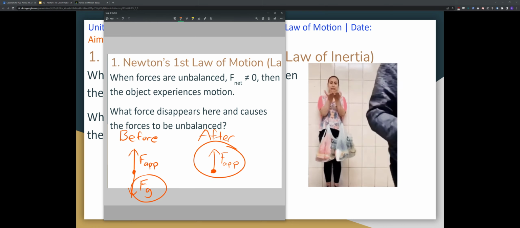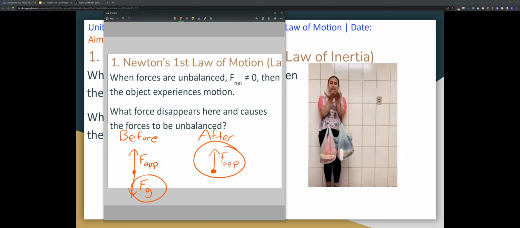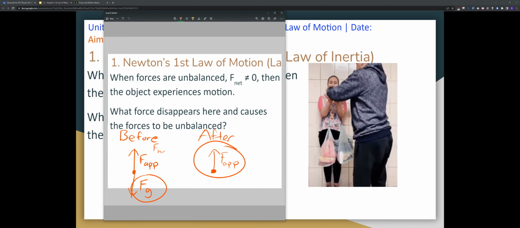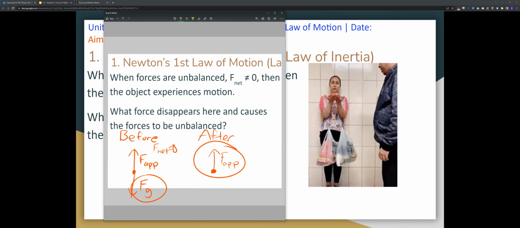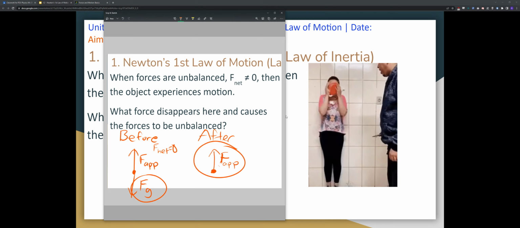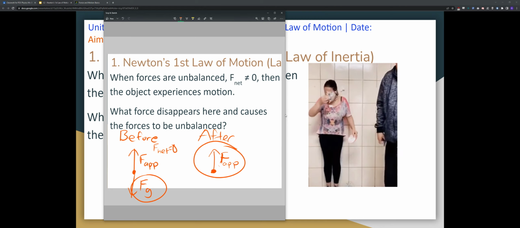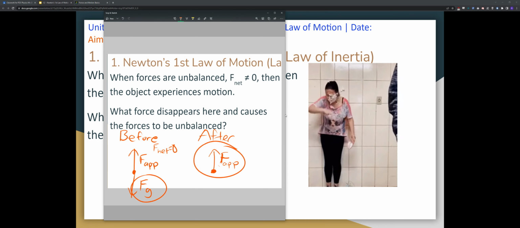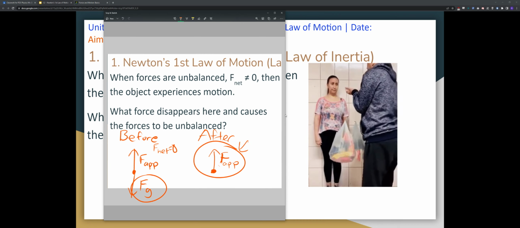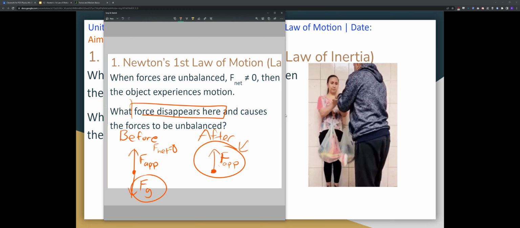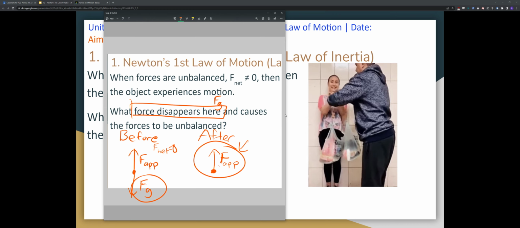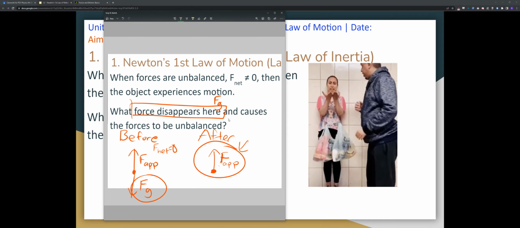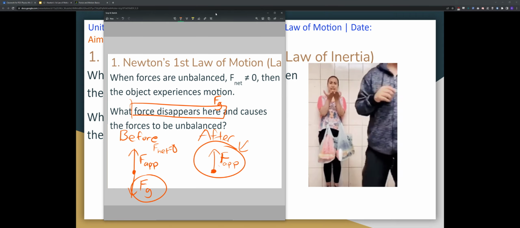And now my forces here are unbalanced. Before, my forces were balanced, my F net here was 0. Now that my forces are unbalanced, she's going to move that pie on her hands upwards. So there's an unbalanced force here. So what force disappears? Well, my force due to gravity disappears here, and all I'm left with is my applied force from her hands.